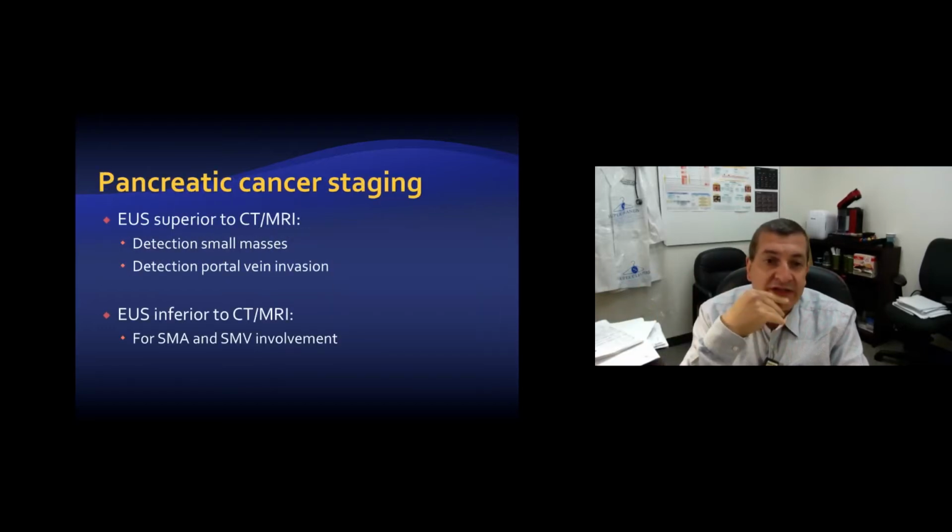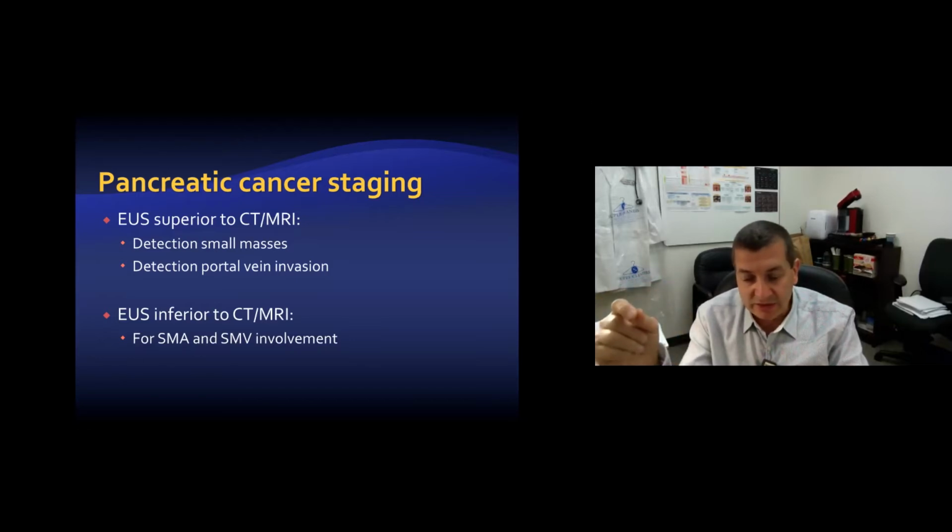So for staging, EUS has limitations, and it's superior in certain respects. One, it is superior in detecting small tumors. There are many lesions, for example, let's say secreting neuroendocrine tumors, that can sometimes be missed by MRI, but if they are less than 1 centimeter, they can be very evident on EUS.